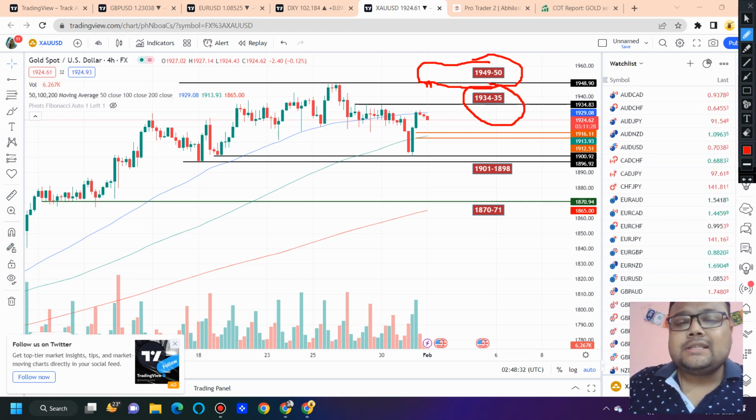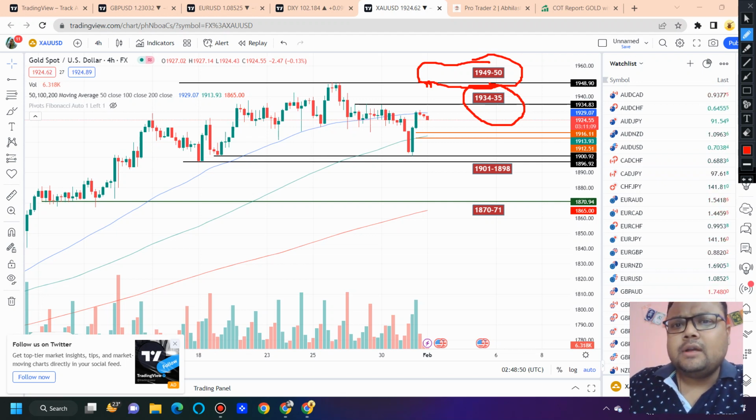First of all, this is a resistance for day traders only. If you're a swing trader or positional trader, then you should avoid taking positions on levels like this, because this is a weak resistance. And secondly, the trend of the market is upside, and taking a sell will be going against the trend of the market.